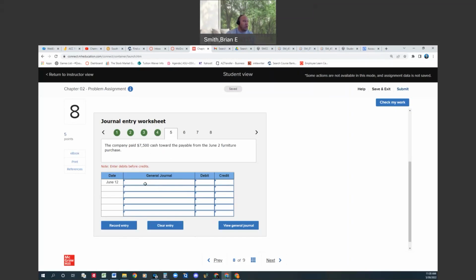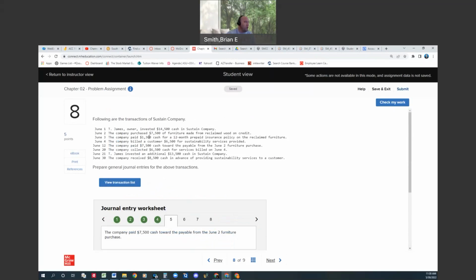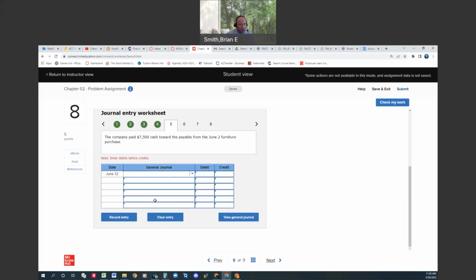Company paid $7,500 cash towards the payable from June 2nd furniture. All right, so what we're going to do here is now we're paying the cash out to pay off what we owe. Was it the full amount? I don't think it was. Maybe it was. Yeah, it was the full amount. It doesn't necessarily matter. We just want to make sure we don't overpay. So because we're paying it out, our asset is going to go down because cash is decreasing, but so is our liability. We no longer owe that money to that person.